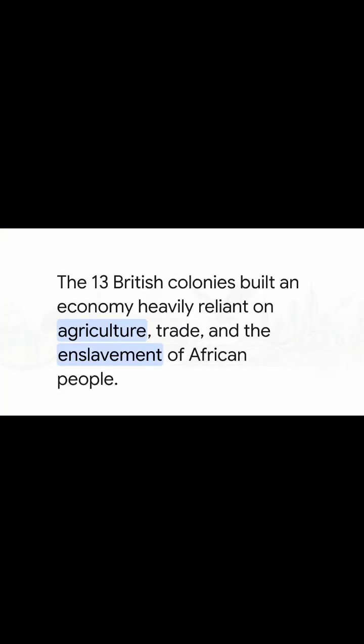Following the arrival of European powers, Great Britain established 13 distinct colonies along the Atlantic coast, and over the next century, they built a booming economy. But, and this is absolutely crucial to understand, that economy was heavily reliant on agriculture, transatlantic trade, and fundamentally, the brutal enslavement of African people. This economic foundation really set the stage for much of the nation's future wealth, but also its very deepest conflicts.